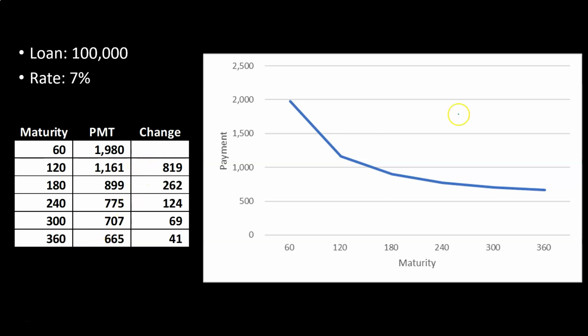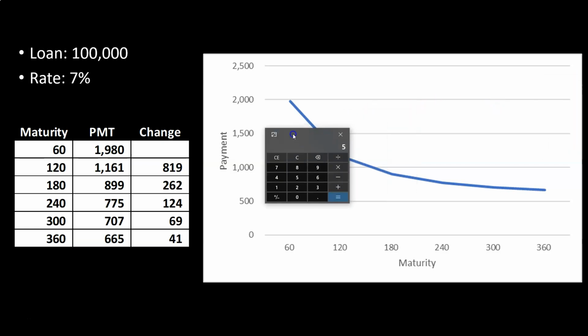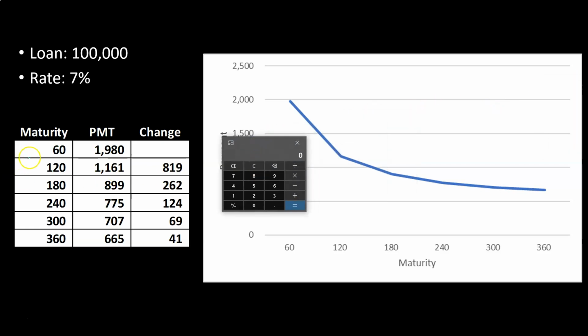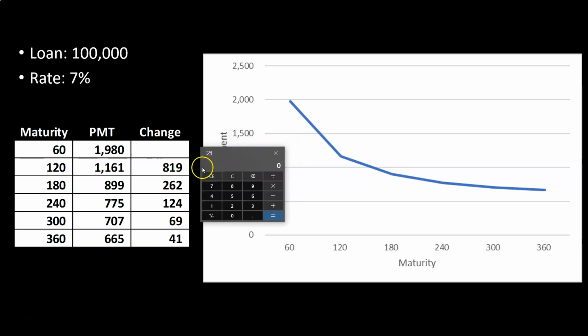Now, note what happens here: even though we have the same intervals of 60 periods, 5 years that we increased by, the change doesn't change by the same amount, right? So first we had the payment of 1,960. If I go from 60 months to 120 months, then we have a pretty large change in the payment amount. 1,980 minus the 1,160, we've got about 819.